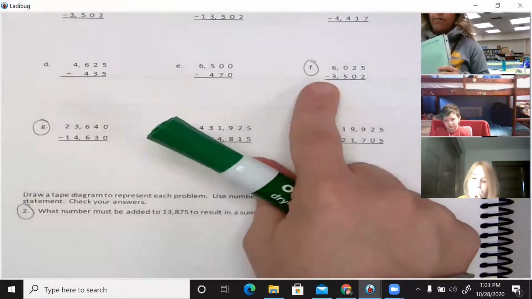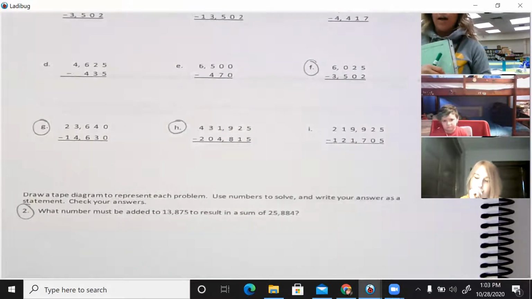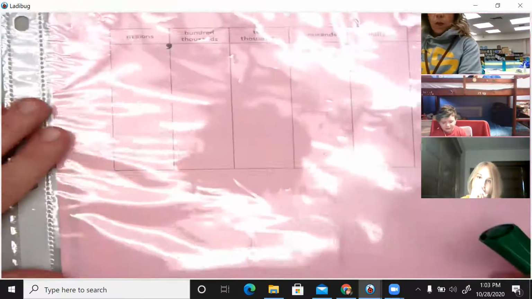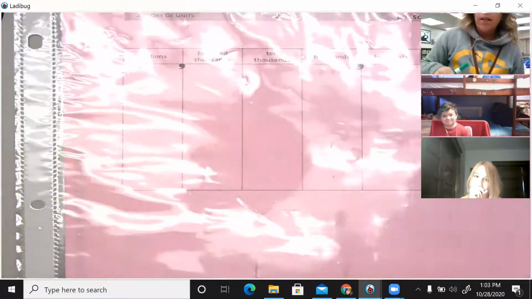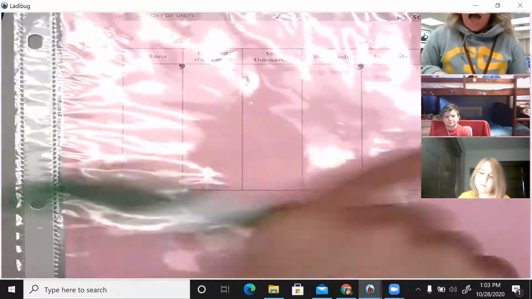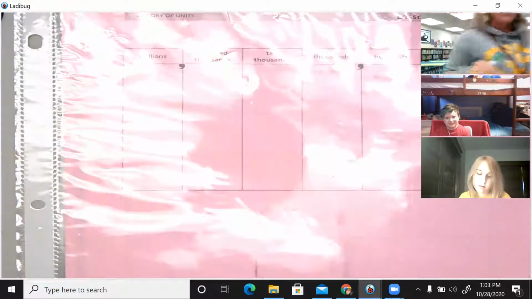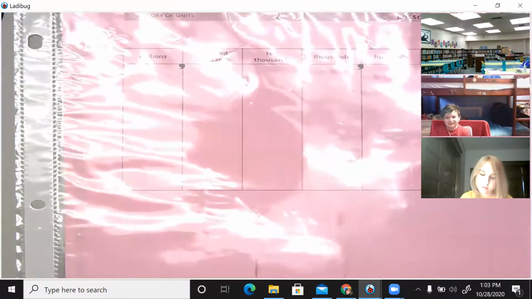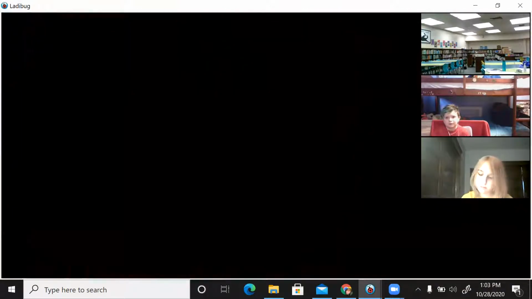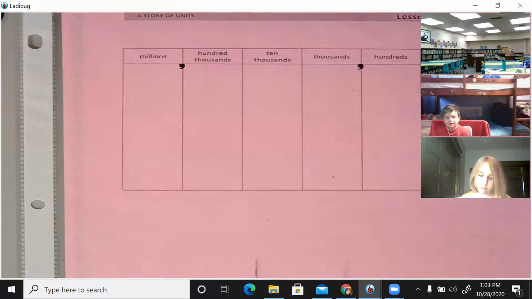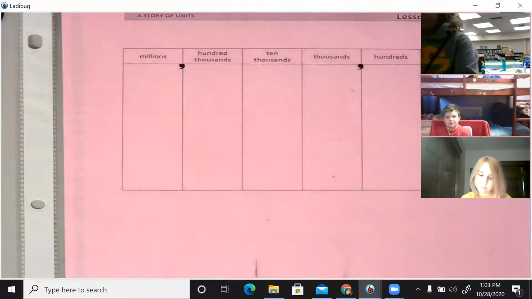So we're going to start with letter F, which is 6,025 minus 3,502. And I would like to start this one by using a place value chart. So the first thing, I'm going to go turn off one set of lights, but I want you to think about how we would use discs in this chart to show 6,025. There we go. Now we have less of a glare.